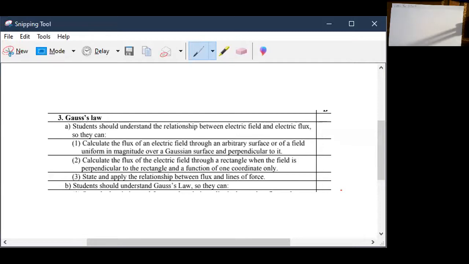And so what you need to understand is the relationship, like it says on the objectives up here, between the electric field and the electric flux. So you can figure out the flux of an electric field through any surface from a uniform field. The flux of an electric field through a rectangle when the field is perpendicular to the rectangle, and the relationship between flux and lines of force. So hopefully you'll be able to have an idea of how to answer those after today's lecture. So electric flux.